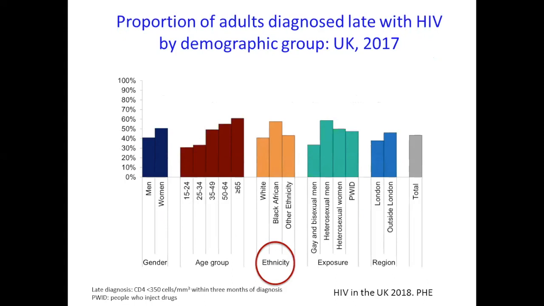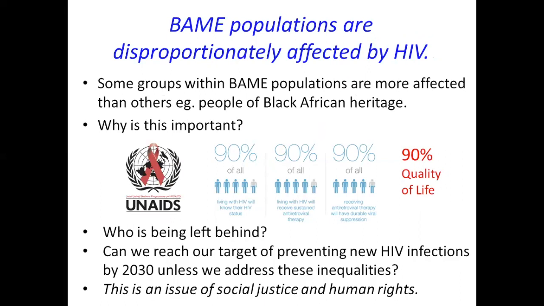And lastly, looking at late diagnosis, which is the most important predictor of HIV-related mortality and morbidity, we can see that people of Black African heritage are more likely to be diagnosed late, which can have impacts on their future health outcomes. So I hope you can see from that data that in the UK, people from BAME populations are disproportionately affected by HIV, and that some groups are more affected than others, for example, people of Black African heritage.